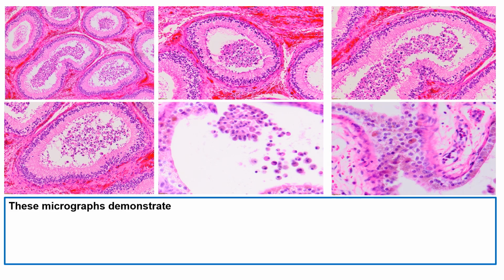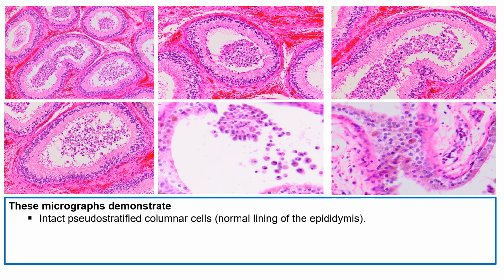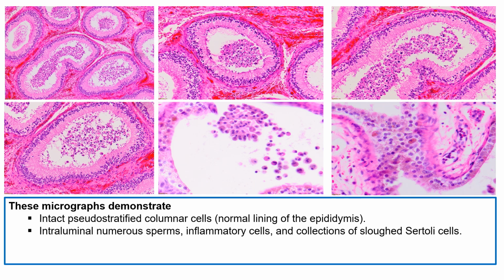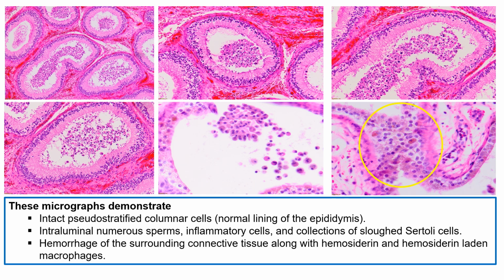These micrographs demonstrate intact pseudostratified columnar cells, normal lining of the epididymis, intraluminal numerous sperms, inflammatory cells, and collections of sloughed Sertoli cells. Hemorrhage of the surrounding connective tissue along with hemosiderin and hemosiderin-laden macrophages.